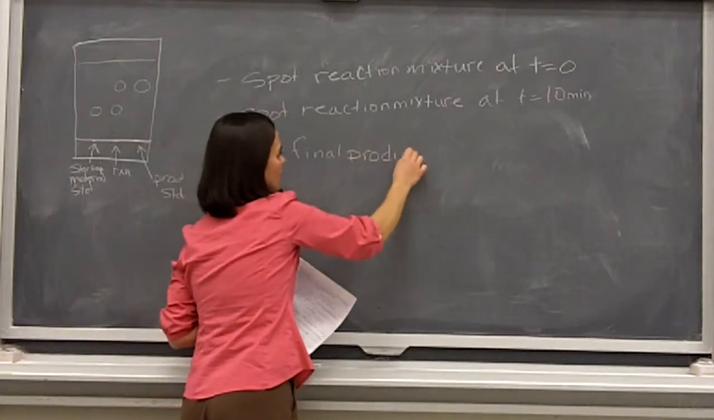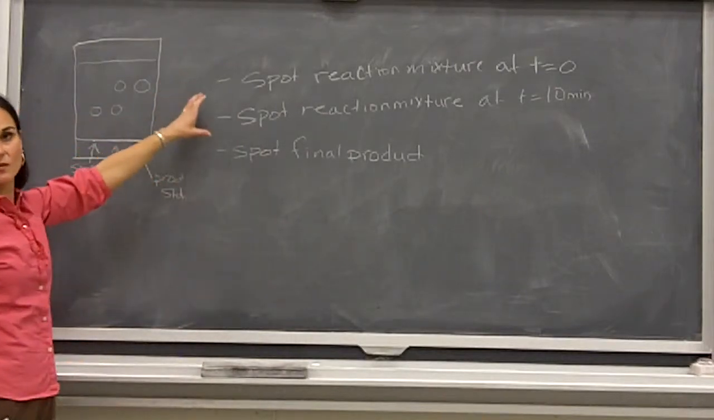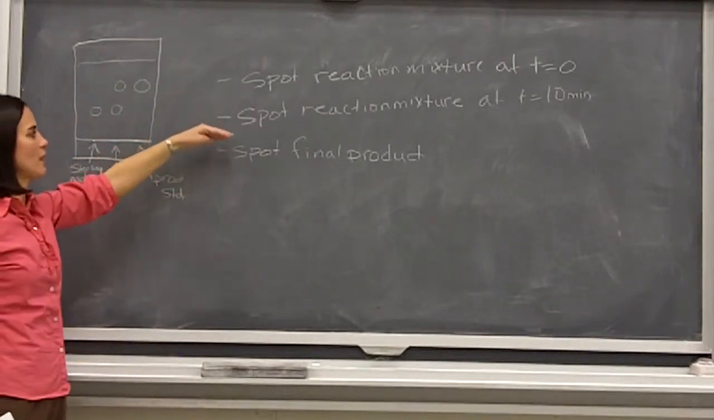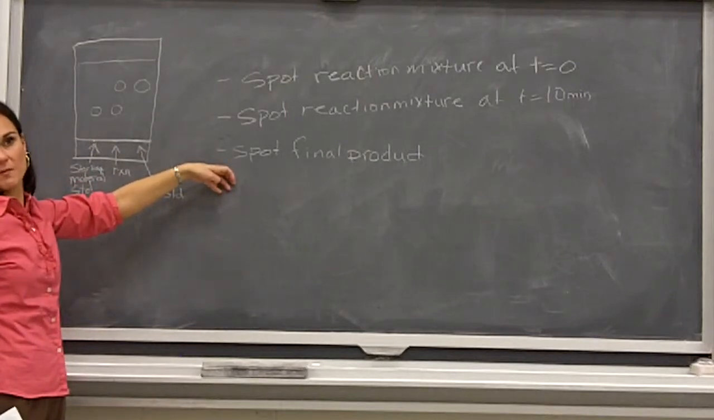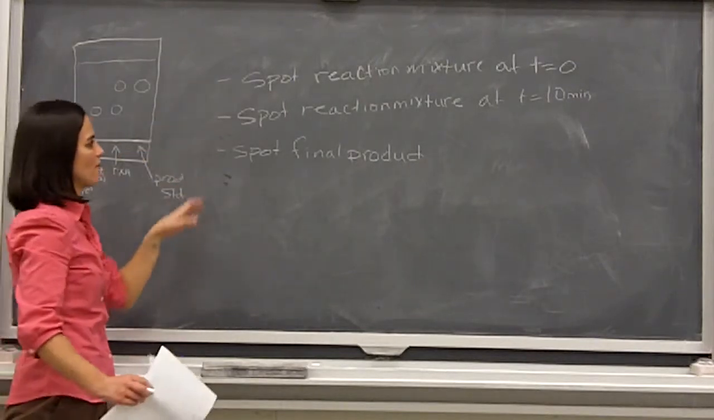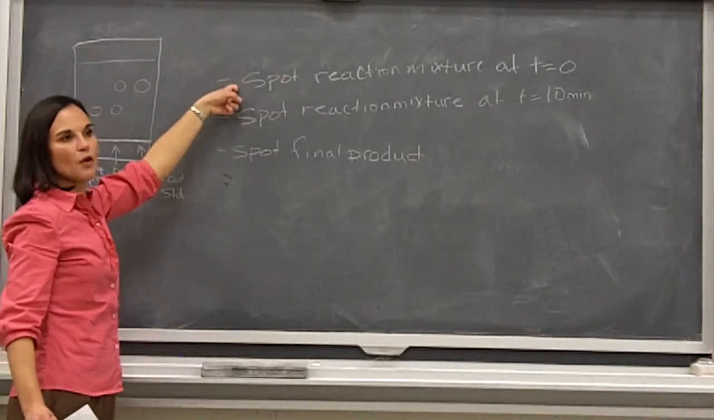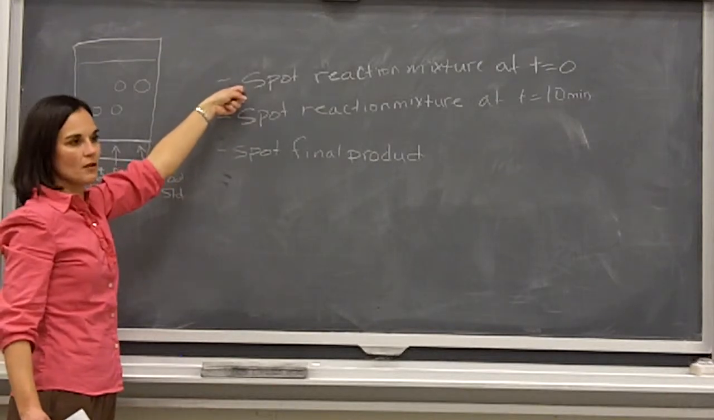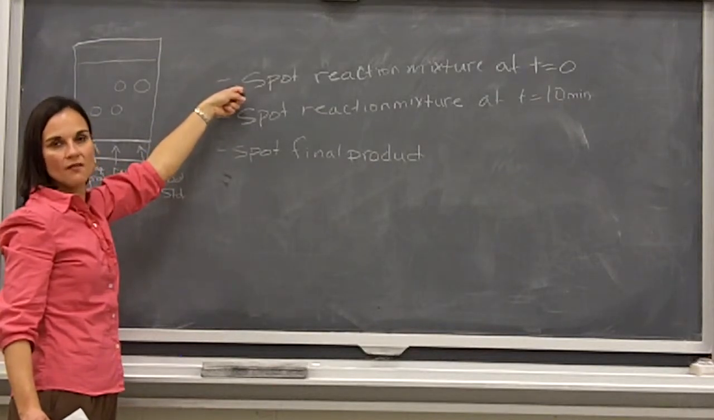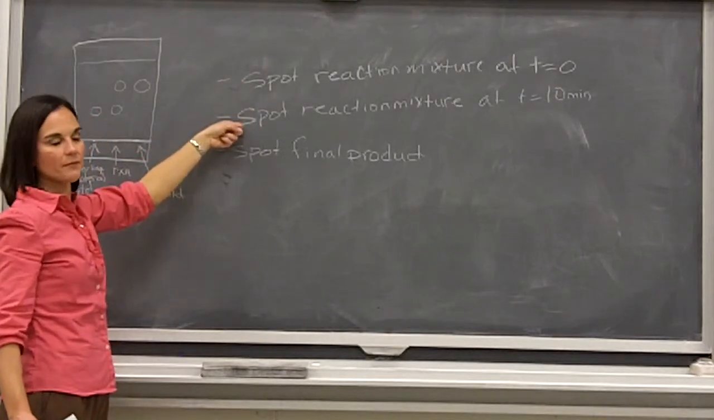Based on what your lab professor wants you to do, you will probably at least do these 3 spots. They may have you actually spot your crude product and then spot your final product too. So you may have 4 spots, okay? But at the very least, you have these 3. So this will be a liquid. You can only spot things that are liquids, okay? So reaction mixture, you will have everything dissolved in a solvent. That's okay. Again, everything dissolved in a solvent.